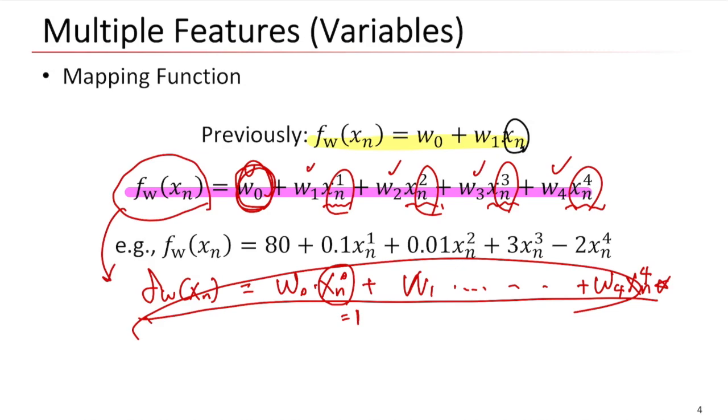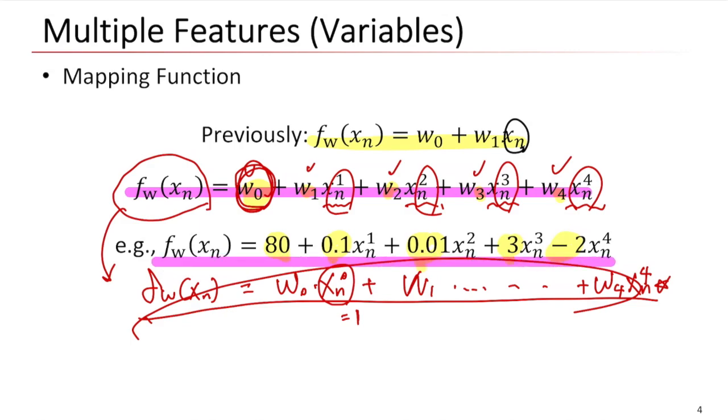Okay, so for example, if we determine the parameters W0, W1, W2, W3, W4 as 80, 0.1, 0.01, 3, minus 2, then the mapping function of this regression problem looks like this.